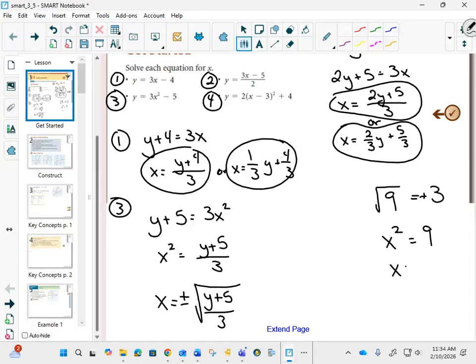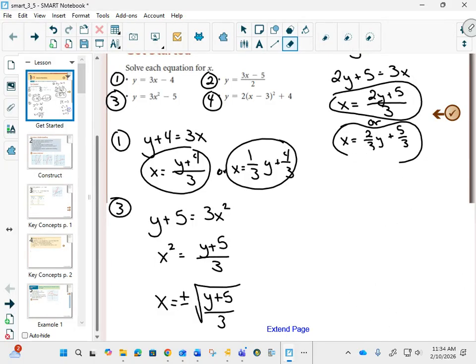So when we take the square root of both sides, I could do this, but I have to do the plus or minus because this part right here is just 3. So I need that plus or minus in front because in this case, it could be positive 3 or negative 3. So what we have to remember is if we square root both sides, there is the possibility it could be positive or negative.